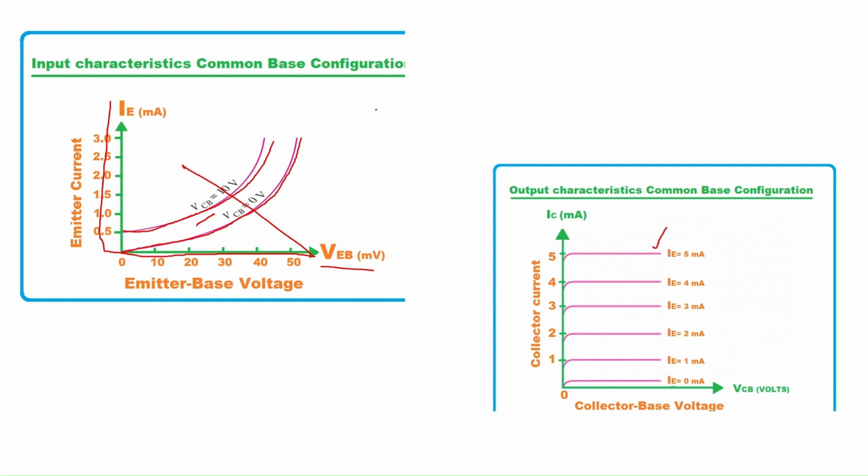Next, for output characteristics, first the IE value is set to 0, then VCB is increased from 0 and the corresponding value IC is noted. Next, IE is set to 1. Similarly, VCB is increased from 0 and the corresponding output current IC is noted. This is the output characteristics of common base configuration.